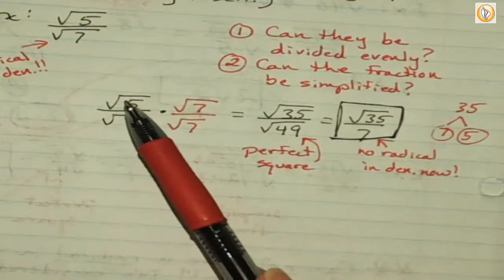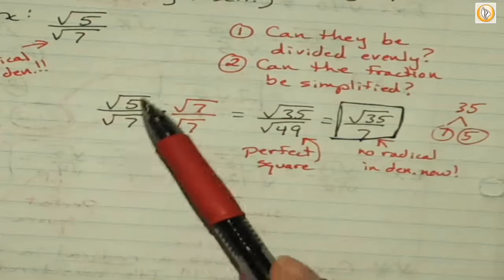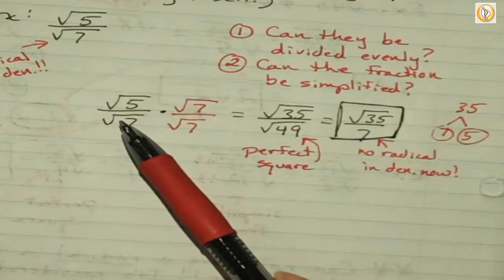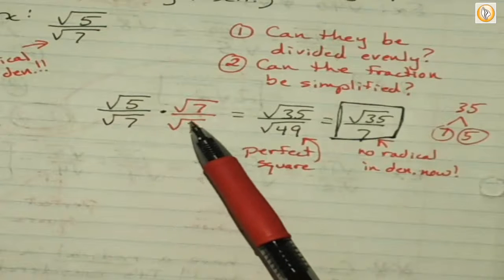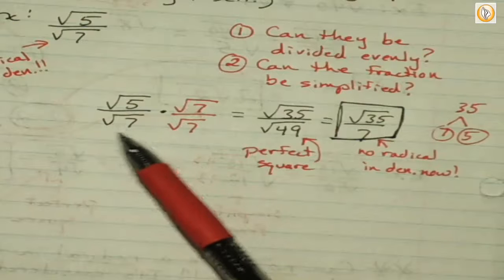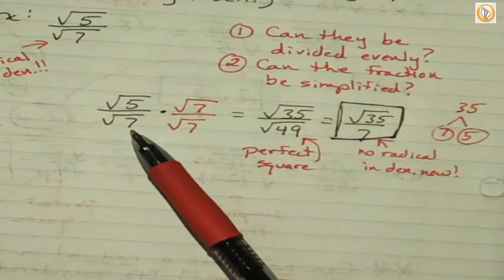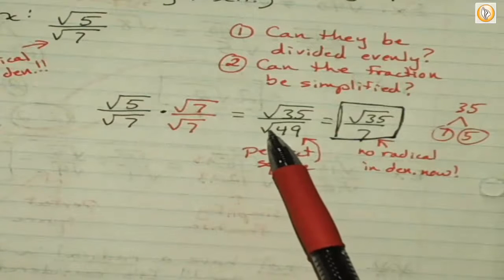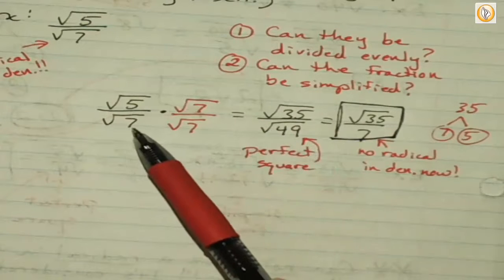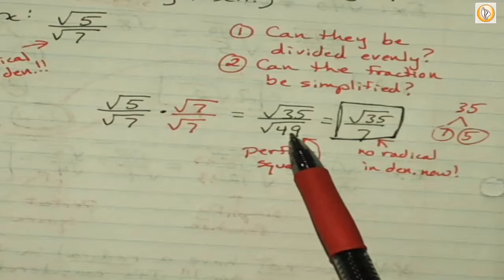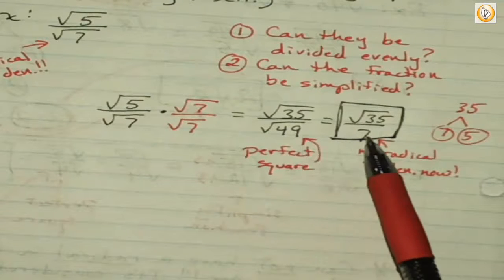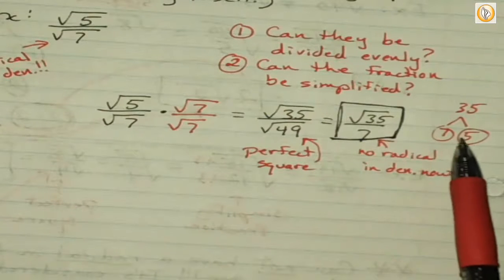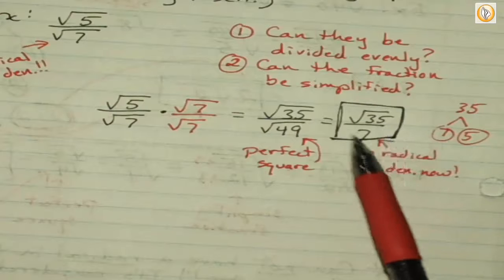So if you can't divide them evenly, like on the very first example we did, and we can't simplify it like we did on the second example, then we have to perform this. Got to get rid of the radical that's on the bottom. And you do that by multiplying the top and the bottom by itself. That now gives us a perfect square, because anything times itself will give us a perfect square, right? So then we can take it out. Square root of 49 is 7. This 35, we've determined, is already simplified as much as it can be, so then it stays.